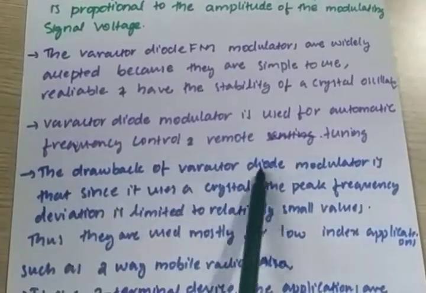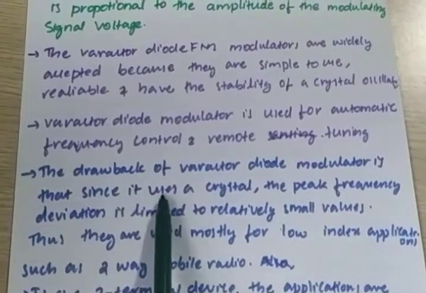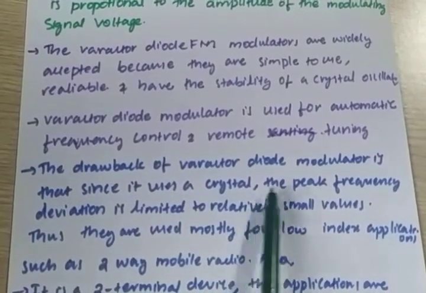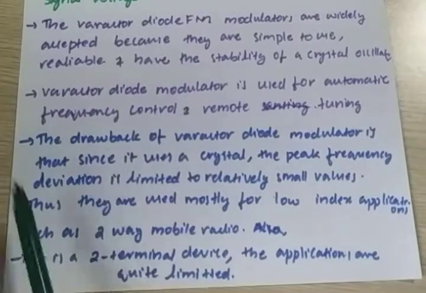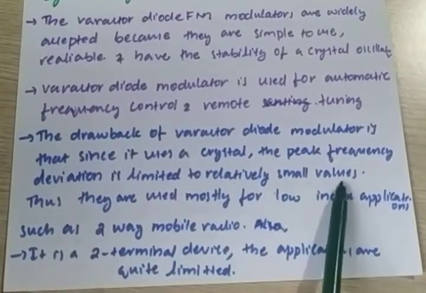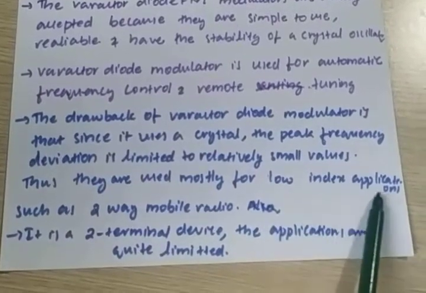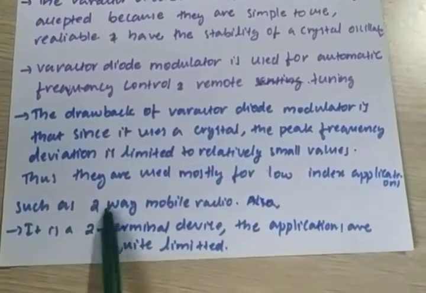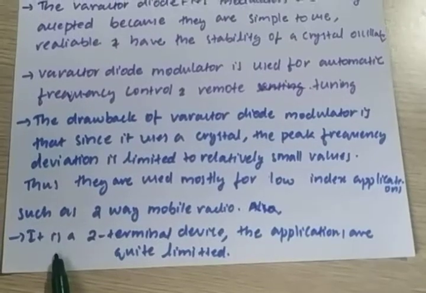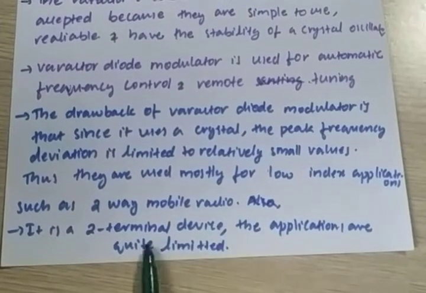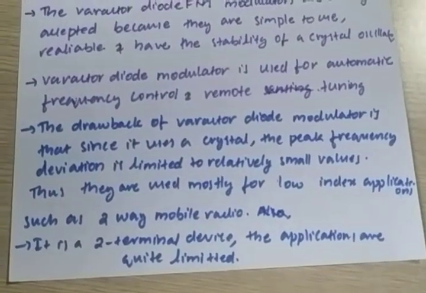The drawback of the varactor diode modulator is that since it uses a crystal, the peak frequency deviation is limited to a relatively small value. Thus, they are used mostly for low index applications such as two-way mobile radio. It is a two-terminal device, so the applications are quite limited. So this is about the varactor diode.